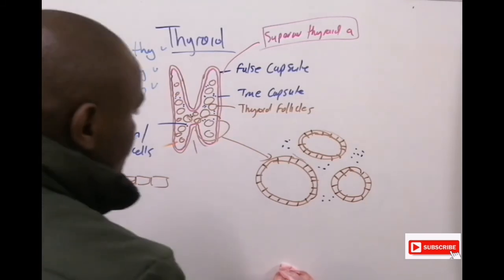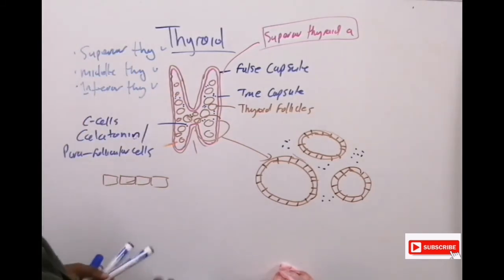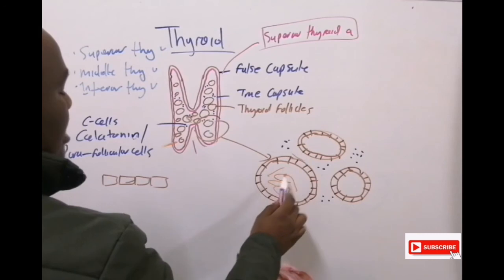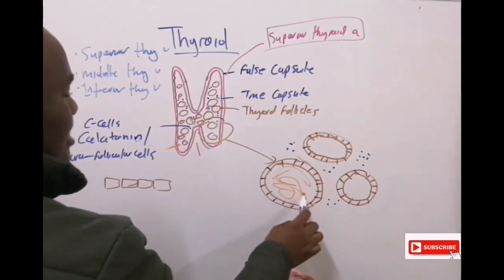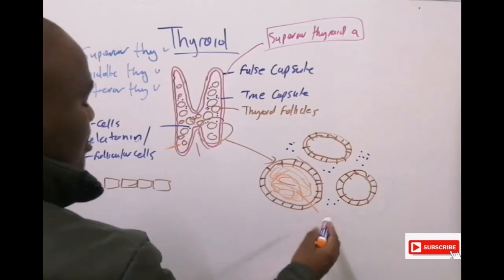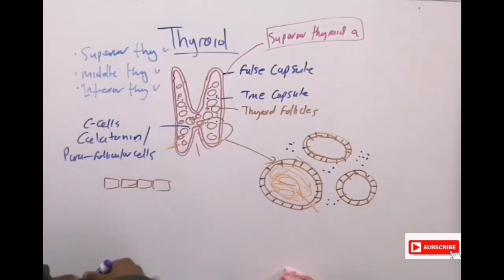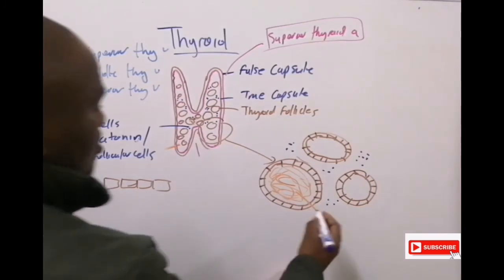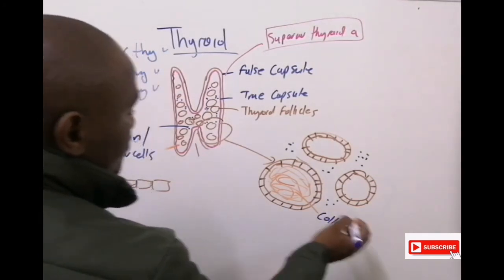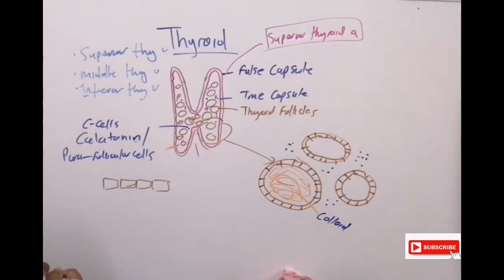So inside these thyroid follicles, there are glycoproteins that are suspended in this mixture here, and this is called the colloid. This is called the colloid. We're going to talk about it in detail.